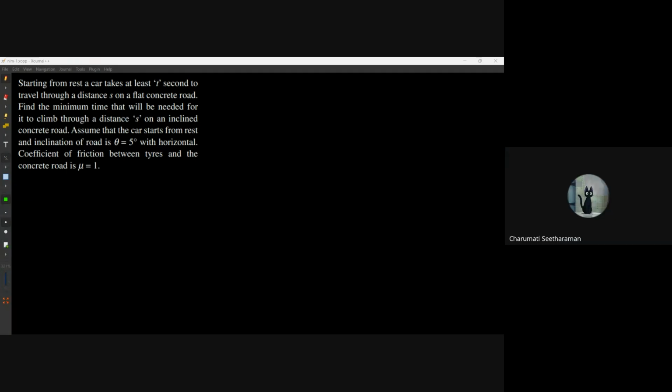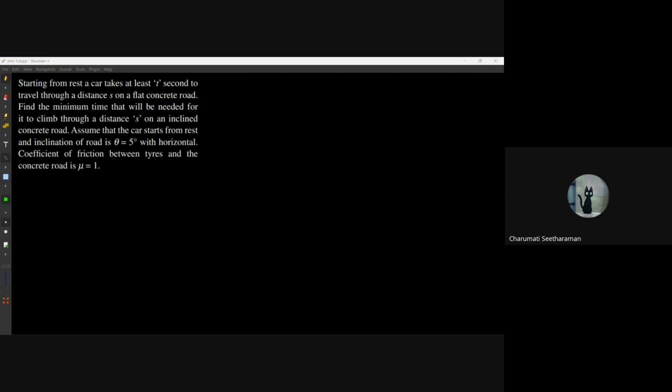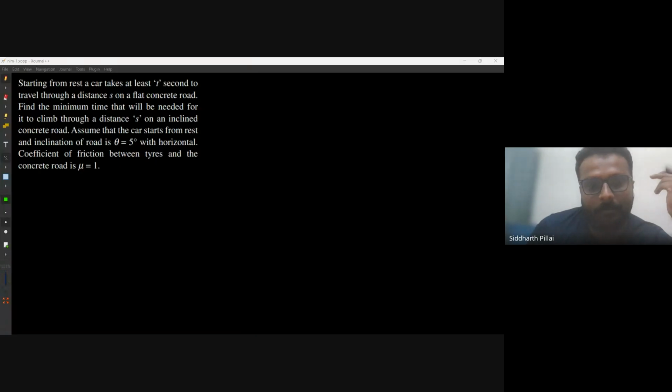Sir, I have a doubt. Yes, go ahead. In this case, can we approximate sine theta as theta? Because theta is very small. Yeah, you can do that for the last step. Correct. You can approximate cos theta as 1, sin theta as theta.